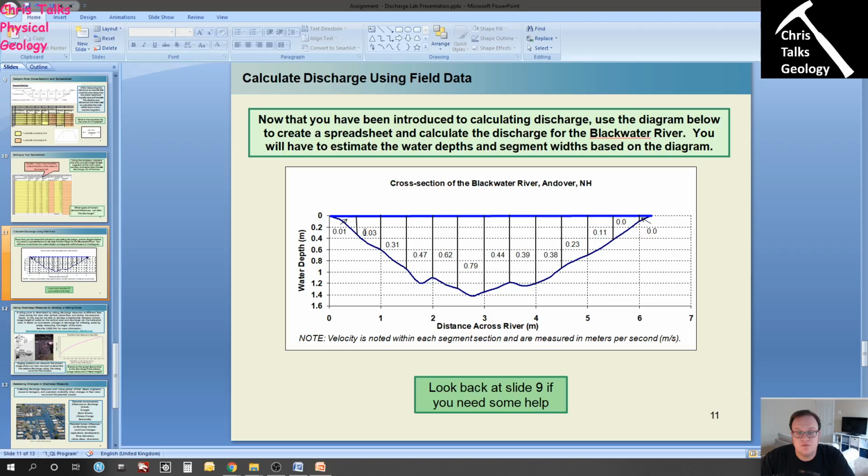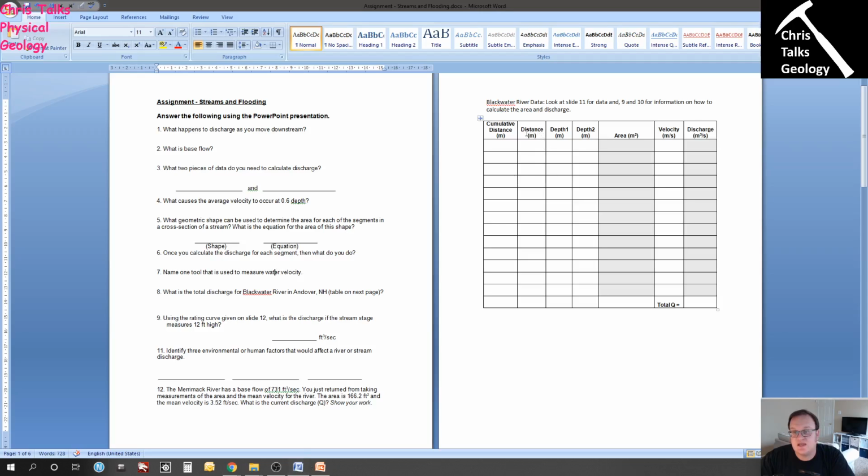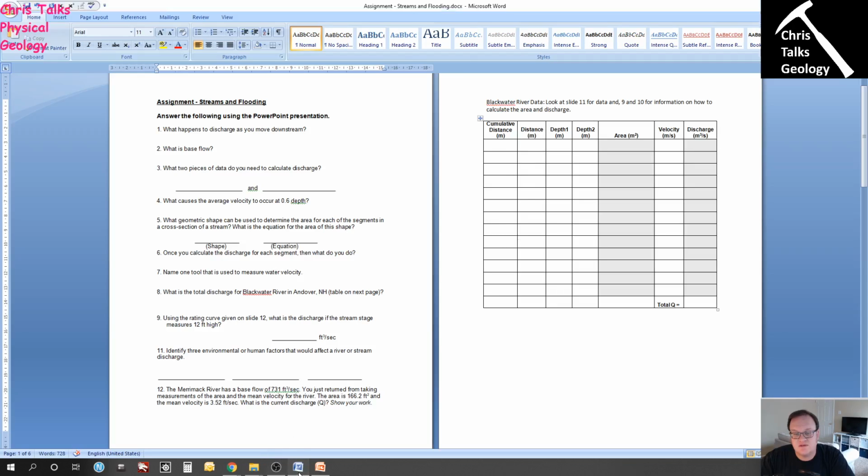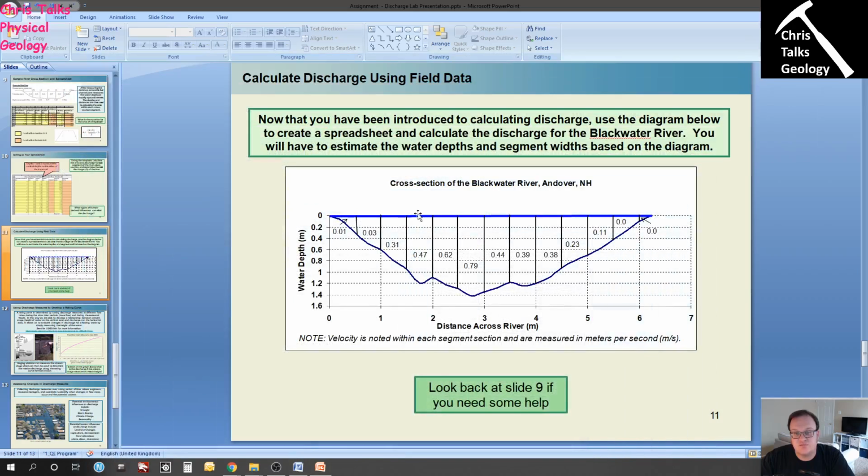So segment number 2, the depth on this side is going to be 0.3. The depth on this side is going to be 0.6. So in order to work out the area, that's going to be 0.3 plus 0.6. Divide that number by 2, and then multiply by the width, which is going to be 0.5. So that's your area. And then you're going to multiply that by the velocity, which is then going to give you your discharge. And so if we come and look at the document itself, we can see we have distance in one column. This is going to be the distance for each cell, so essentially 0.5 meters each time, with the exception of this cell over here, which is probably going to be about 0.25.